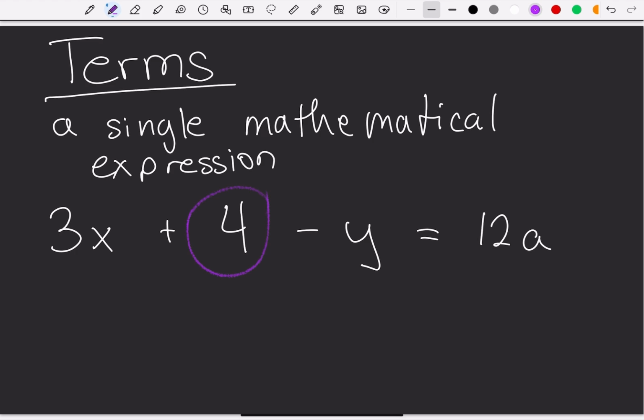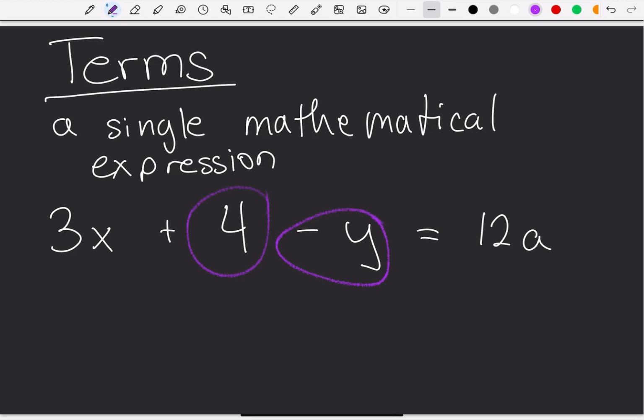Here we have the number 4. That by itself is a term. It's a single mathematical expression. What about a single variable? We have here negative y, right? This negative y is a term by itself.